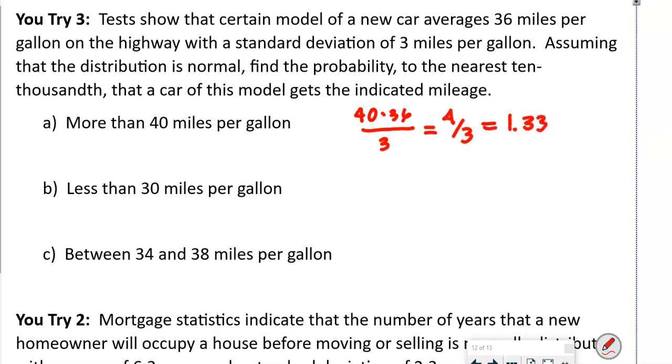So again, if we put this in, it says more than 40 miles per hour. So that means we got a 40 here, and we're going that direction. That's our 1.33, but it's more than, so this is going to be our lower bound. Our upper bound is going to be 1,000,000. So you put lower bound is this, and our upper bound is 1,000,000. And when we do that, we get for our answer 0.0918.